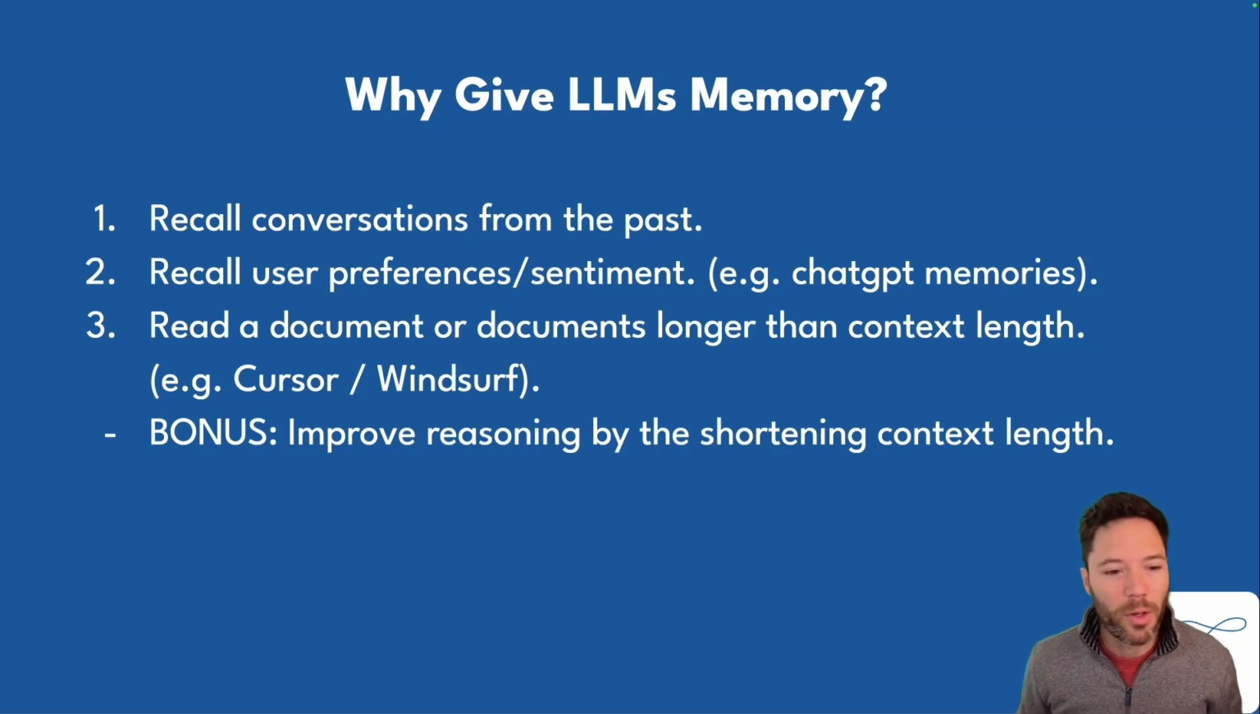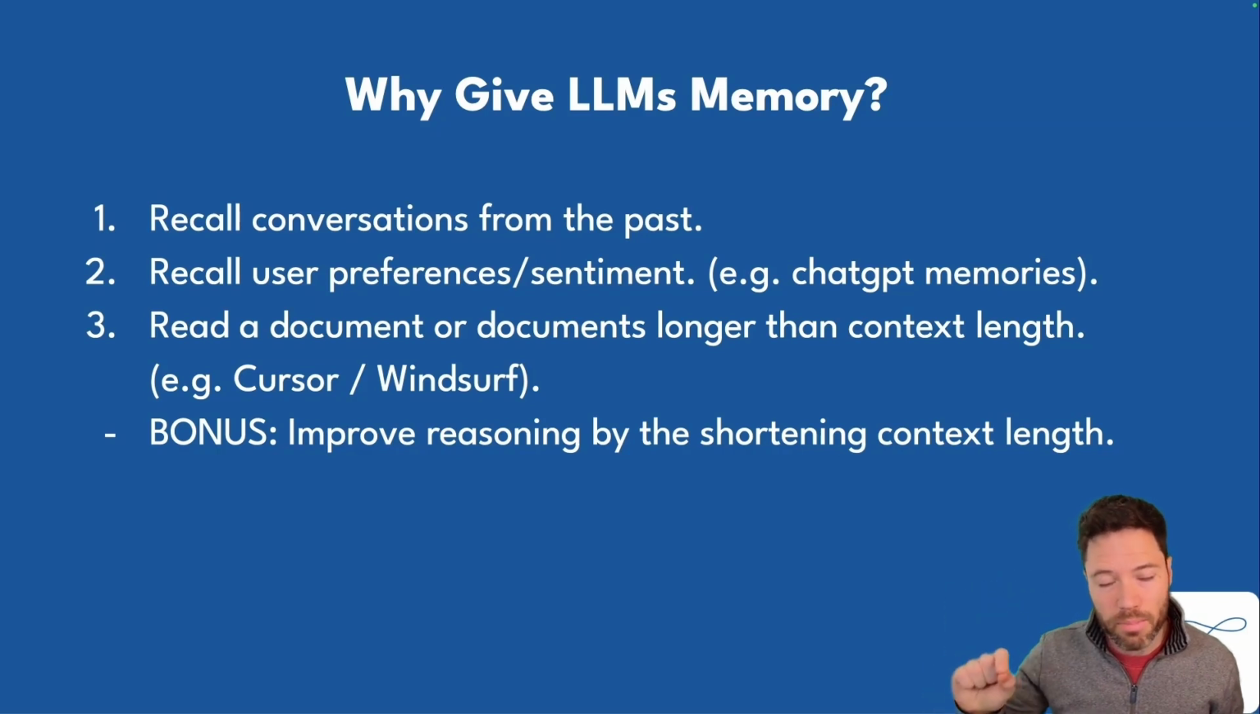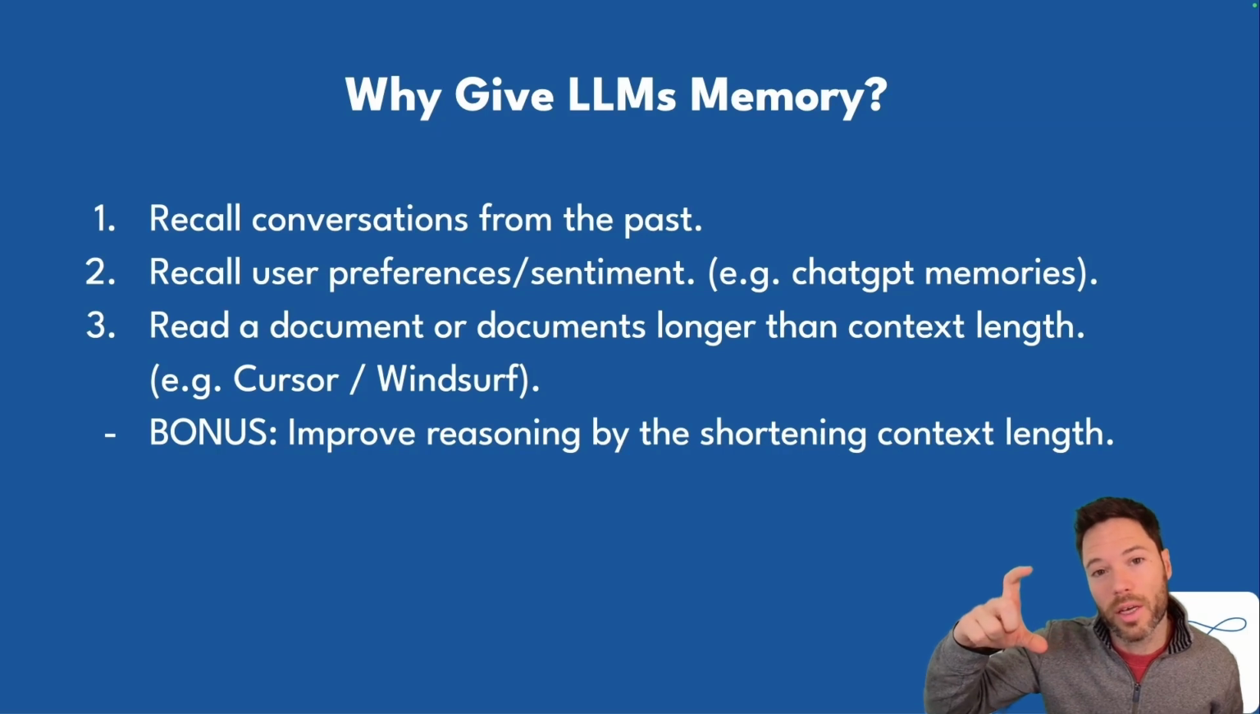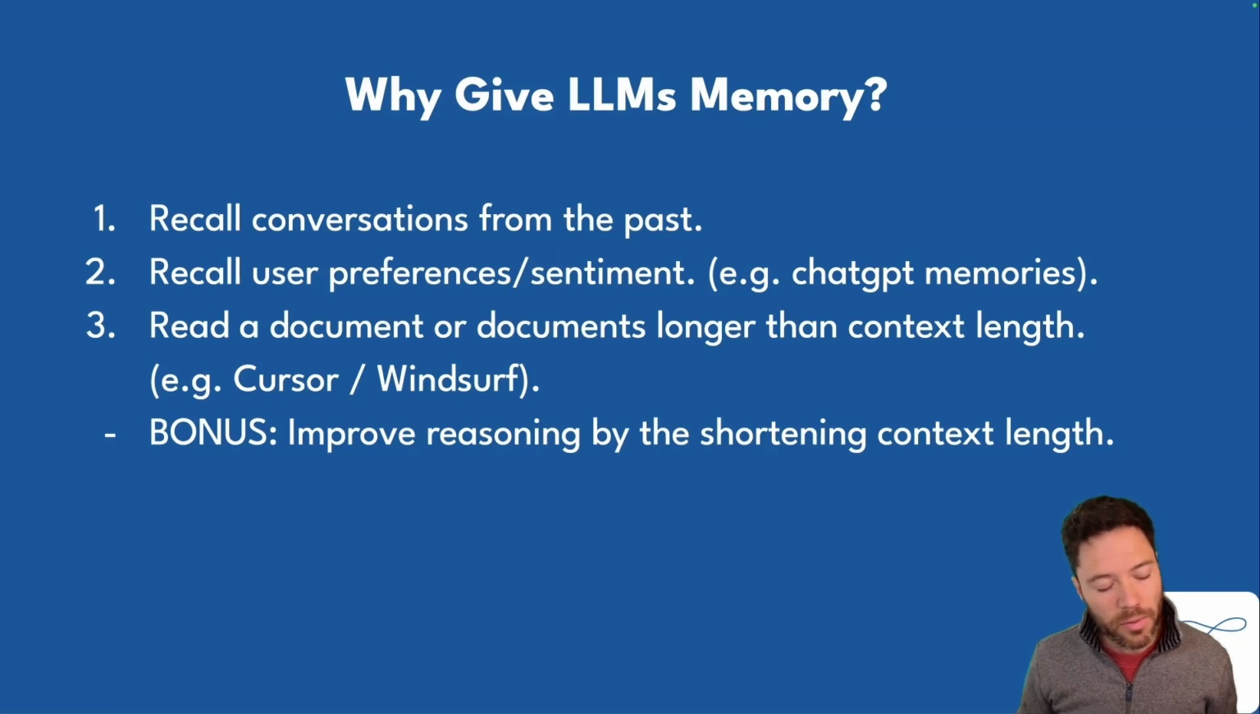Third of all, you might want memory so you can read documents. You might notice if you use Cursor that it will read through files and it will paginate through them about 100 lines at a time. And what's happening there is those lines are being injected within a context block, and the model is then reasoning about those before moving to the next context block. That's an example of kind of read-write memory, something that I'll cover in a second video.